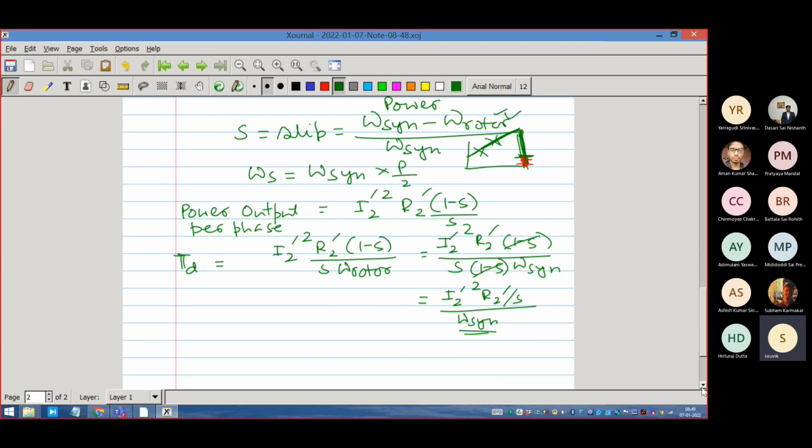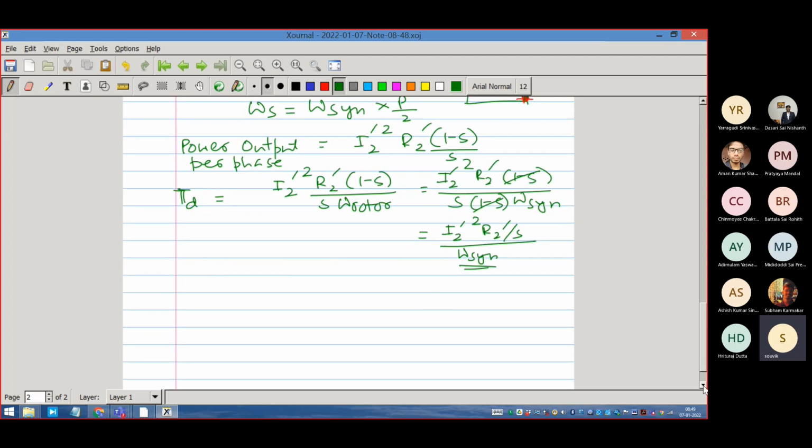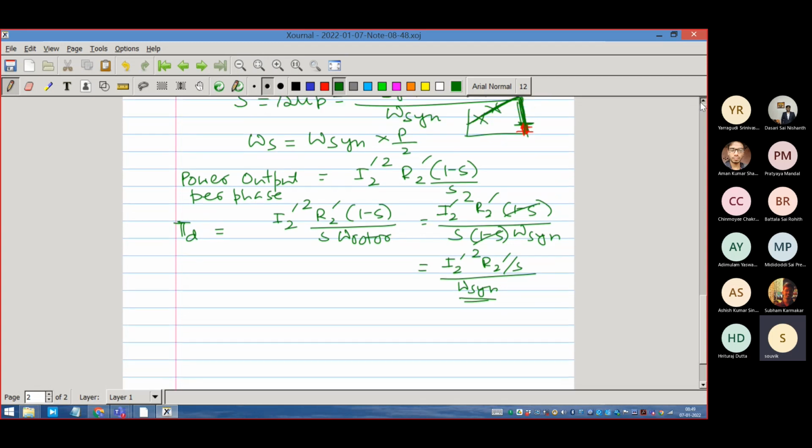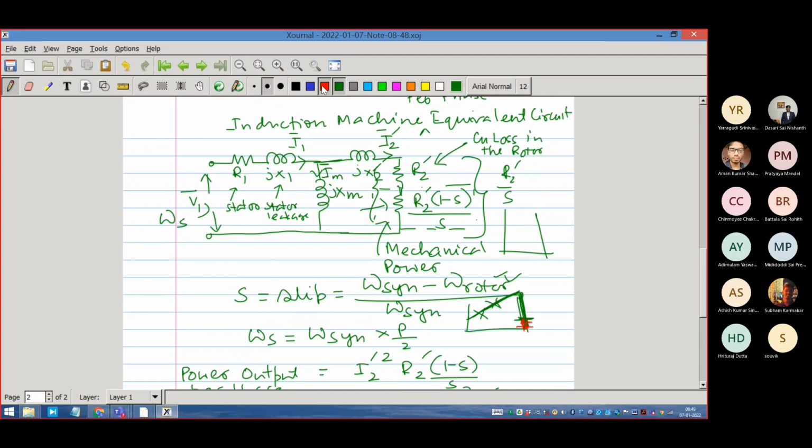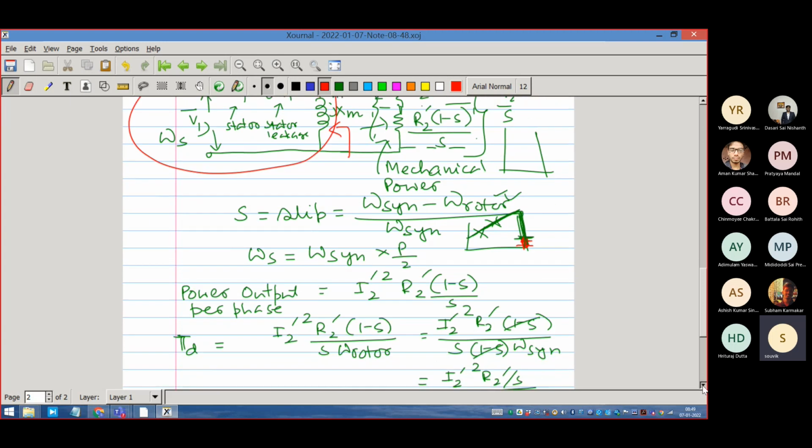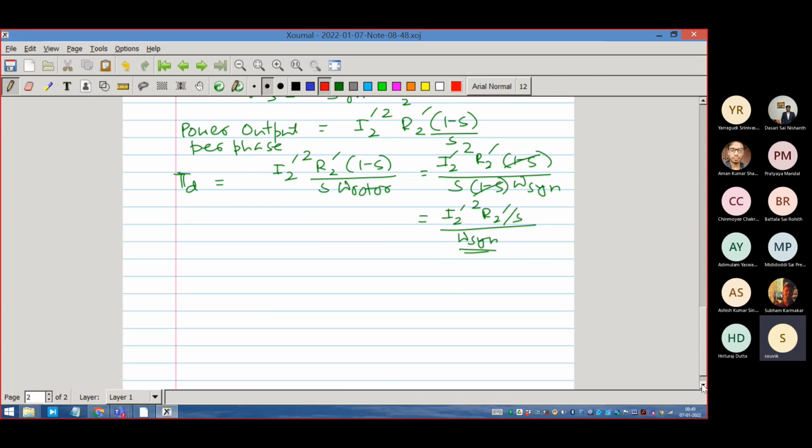So now comes the issue, if I want to further develop, what is I2 dash square? If you look at it very correctly, you have to do a Thevenin equivalent, because you are seeing from the rotor side. You have to take the Thevenin equivalent of this part of the circuit. So qualitatively, the Thevenin equivalent, I write it by one suffix T. So then this is R1E, Thevenin equivalent I am doing.